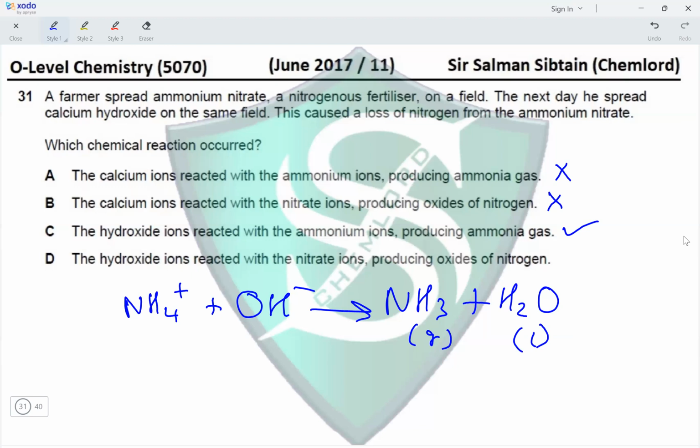And next, hydroxide ions reacted with nitrate ions producing oxides of nitrogen. Both are anions and they do not react to form oxides of nitrogen. Therefore, the correct option for this question is option C.